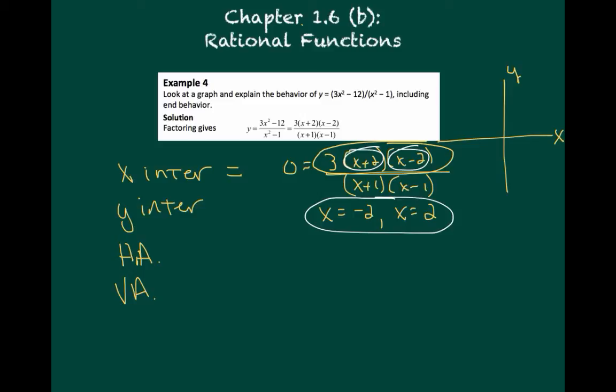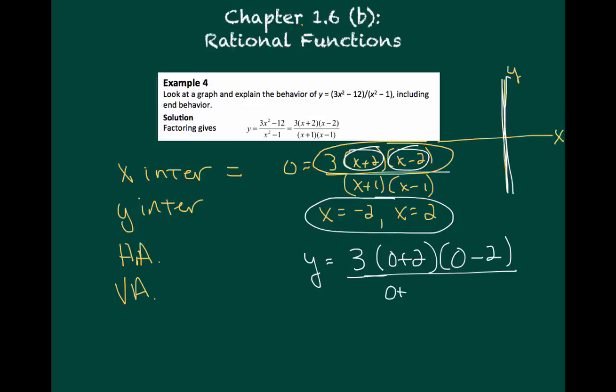The y-intercept can be found in a similar fashion. But here, you'll notice on the axis I've drawn, the y-intercept is the value when x equals 0. So I'm going to simply look at the y-intercept equals 3 times (0 plus 2) times (0 minus 2) divided by (0 plus 1) times (0 minus 1), which gives us negative 12 divided by negative 1, which is just 12. So our y-intercept is equal to 12.